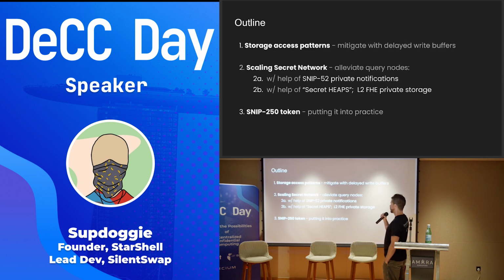Okay, so there's basically two major things. The first one is something called storage access patterns. This is the privacy vulnerability I was talking about. And the second one is about how can we scale Secret Network.